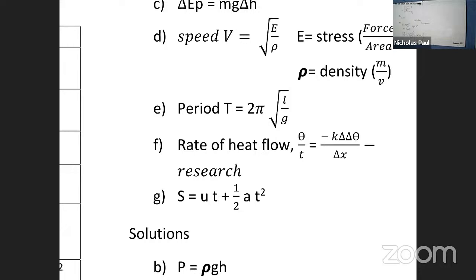Does two pi have an SI unit? No, that's not right. So no SI unit. Here, period, seconds.